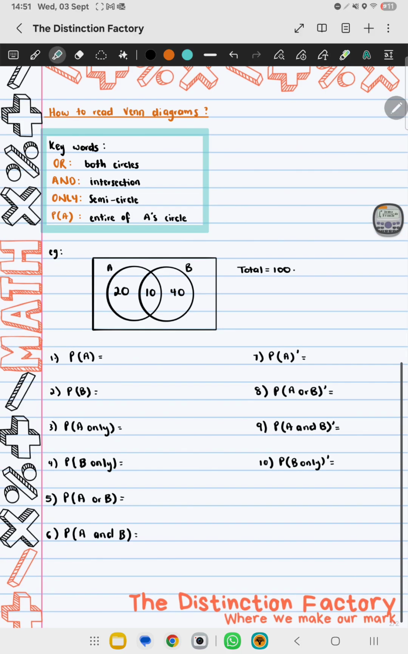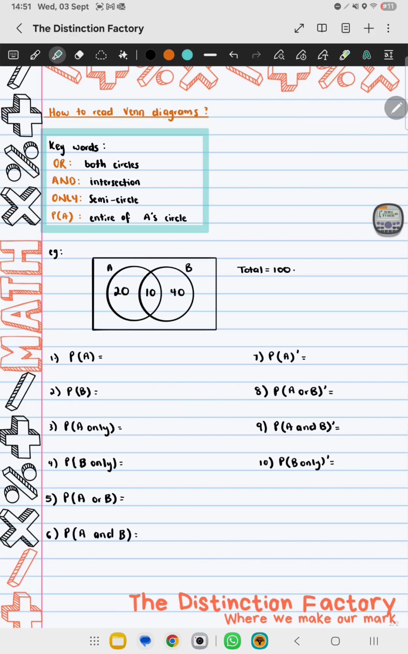So down here I've got some keywords to help us read Venn diagrams. If they say "or" in a question, that means you are looking at both of the circles. For example, it does not matter whether you are getting A only, B only, or A and B happening together, as long as whatever you pick has either A or B in it. So for that, you will be looking at both of the circles, so all three numbers added up.